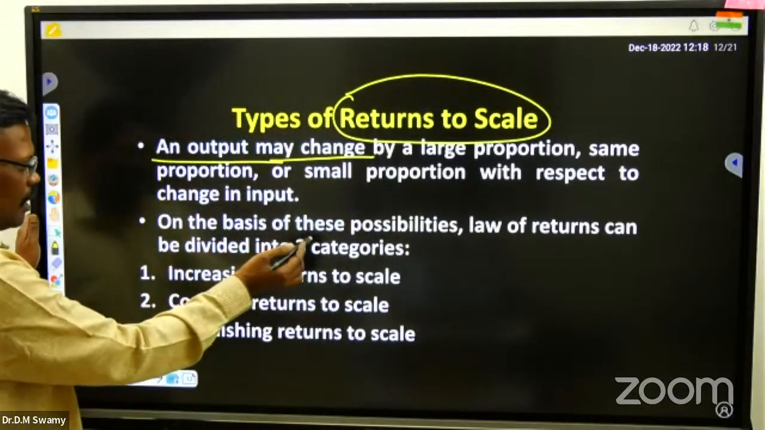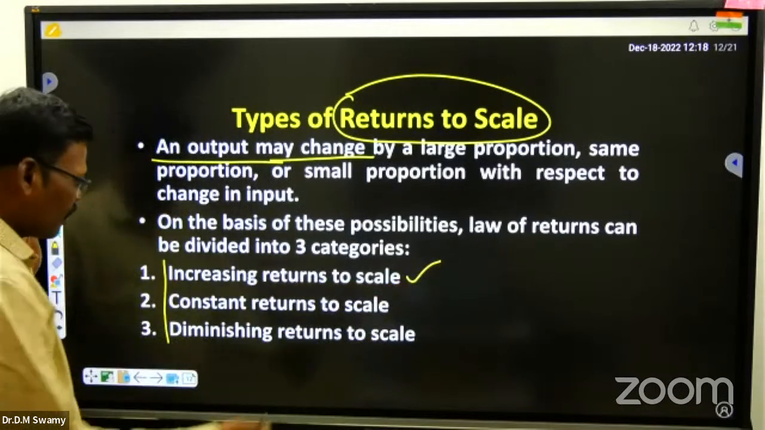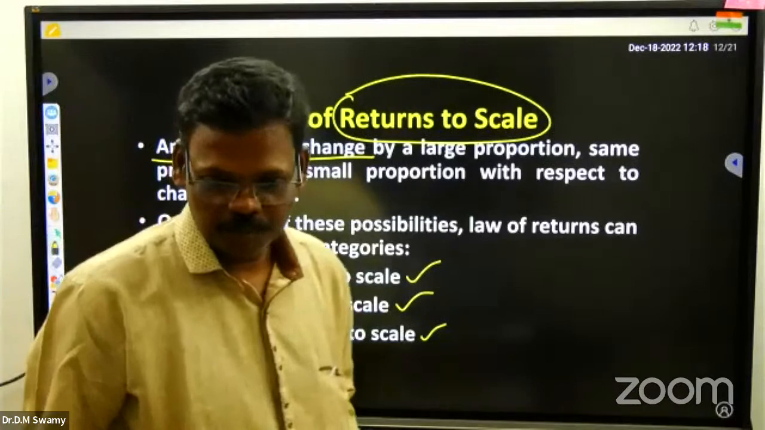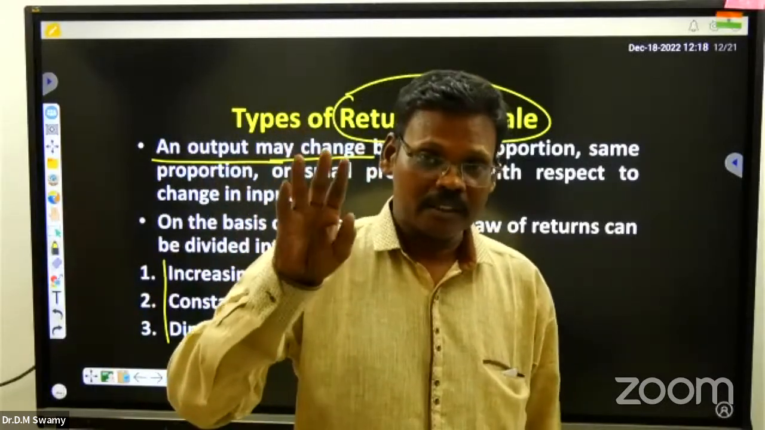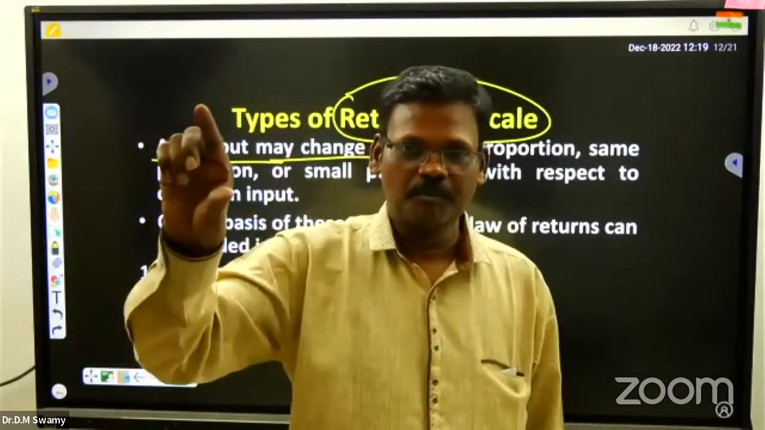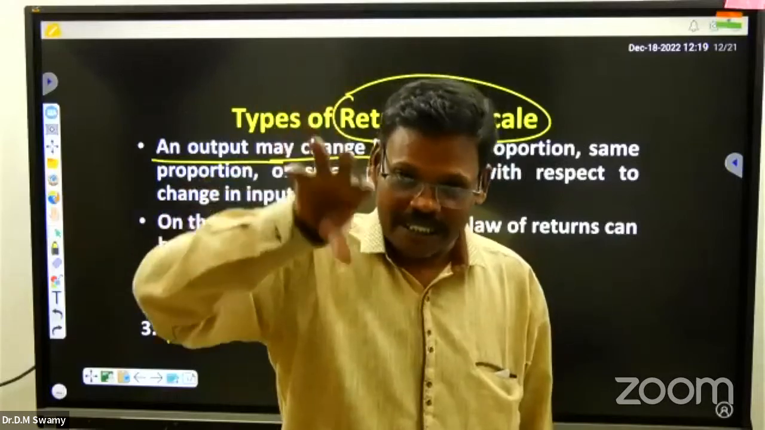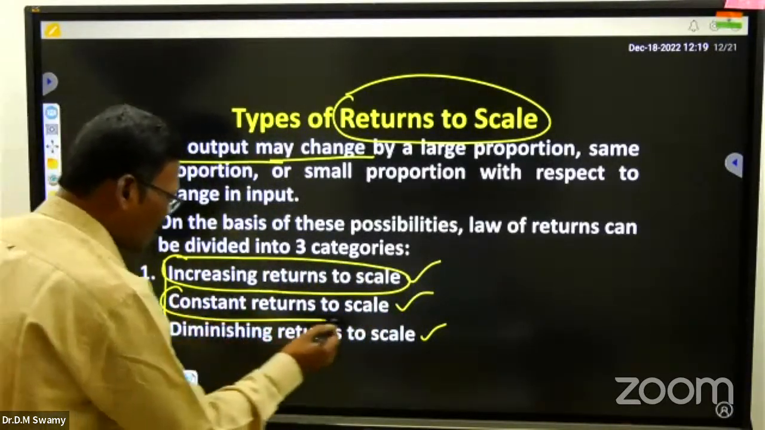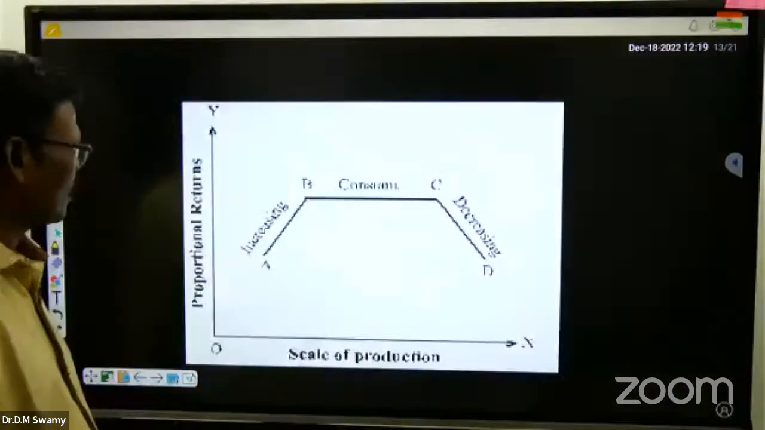So based on this, returns to scale are divided into 3 categories. One is increasing returns to scale, the second is constant returns to scale, and the third one is diminishing returns to scale. Again I am repeating that when the input changes, output will change. Sometimes it changes very largely, sometimes a very small quantity, sometimes it remains constant. Based on the change in output due to change in input, returns to scale is divided into these 3 categories: increasing returns to scale, constant returns to scale, and diminishing returns to scale.